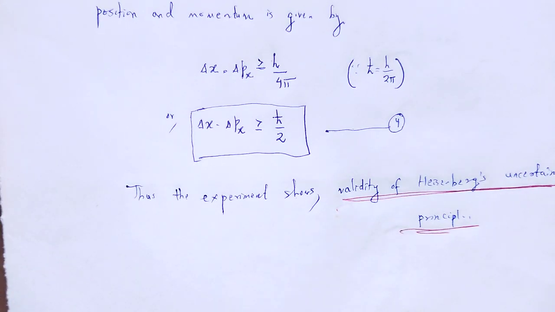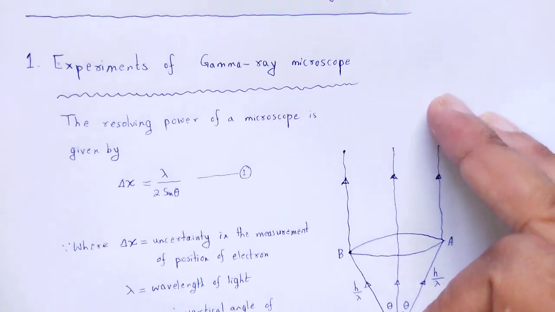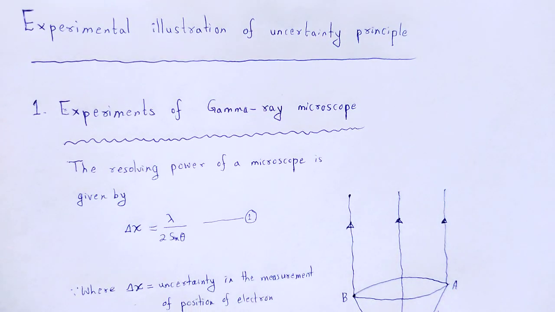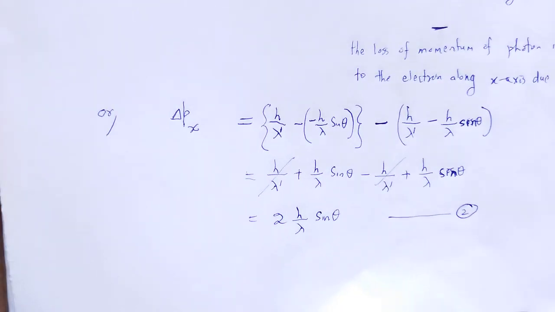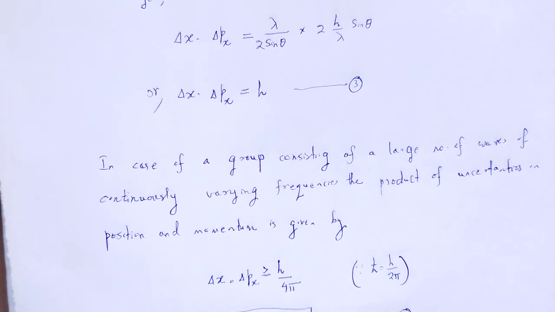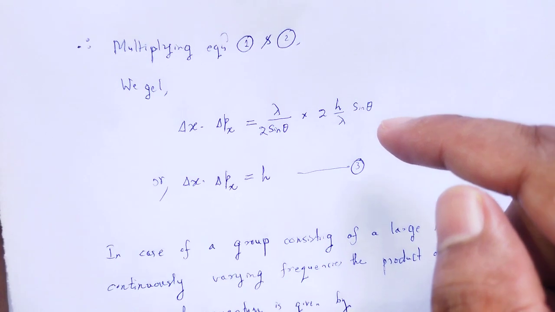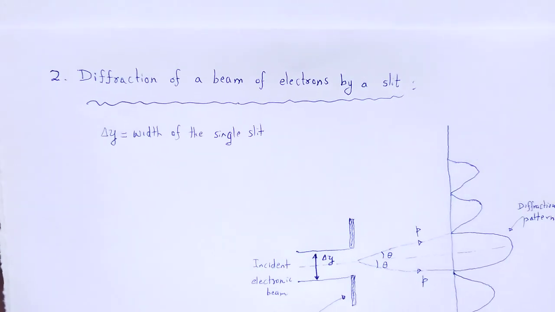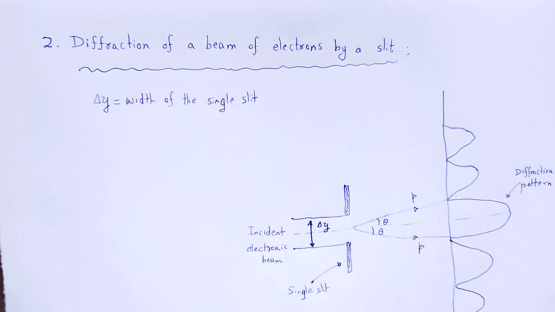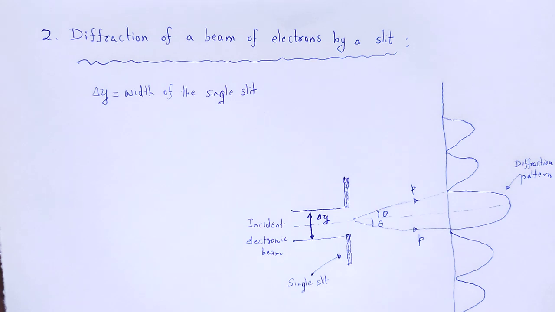From the gamma ray microscope, we detect the uncertainty in position and momentum of the electron, and finally it validates Heisenberg's uncertainty principle. Another illustration: diffraction of a beam of electrons by a single slit.